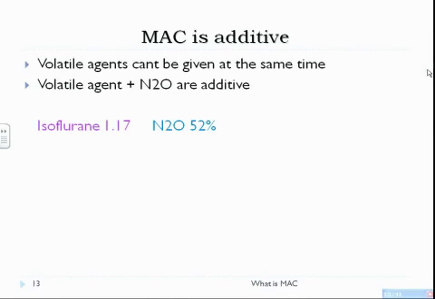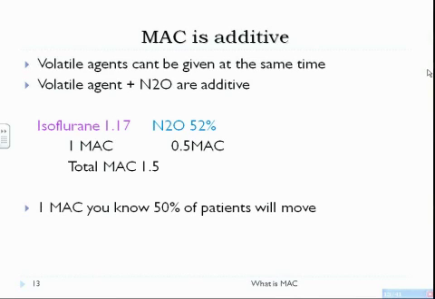If I give you this example, 1.17 of isoflurane and nitrous at 52%, and I'm a 40-year-old man. What is my MAC? 1.5. Okay? When you do the math, isoflurane's 1 MAC, because it's 1.17, and nitrous is at half its MAC, which is 104, so it's 0.5 MAC. So when you add them together, the total MAC is 1.5.